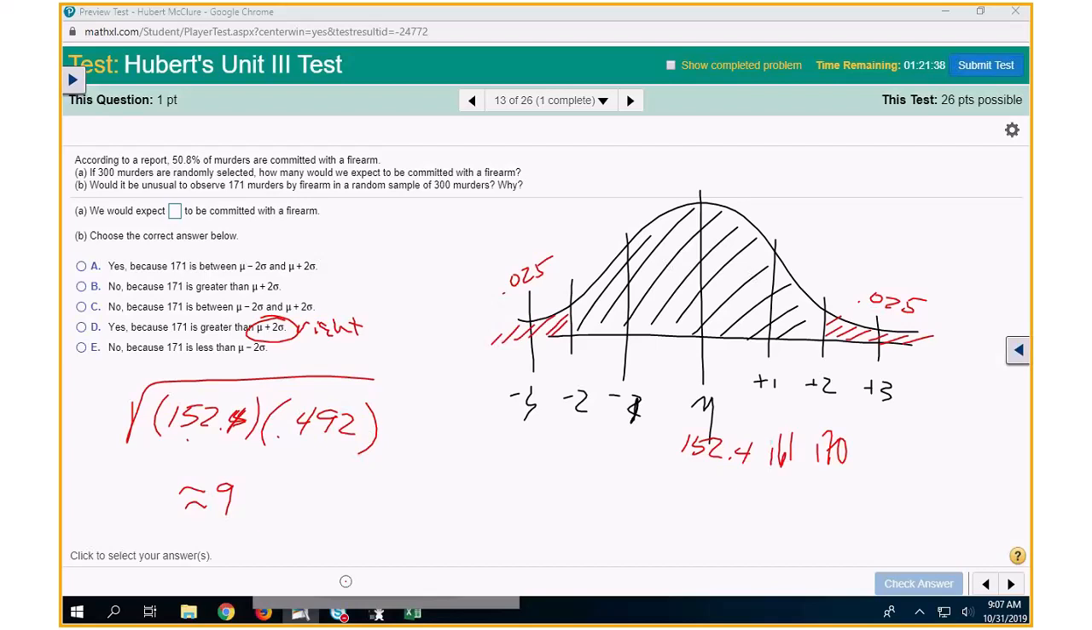Of course, if it said, let's see, what's 152 minus 9? 143, then 134, and then 125. Would it be unusual to have 100 deaths? Yes, very. But that would be to the what? Left.